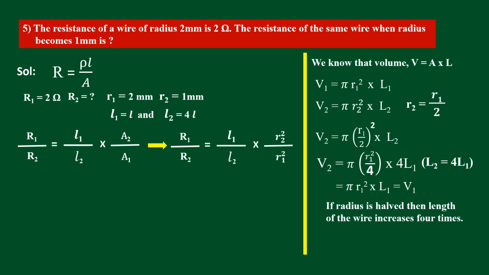Now if we substitute the values in the equation, we get R1 as 2 ohms. So R1 by R2 means 2 by R2 is equal to L1 means L and L2 means 4L and r2 square means 1 square, r1 square means 2 square. So if we simplify, we get R2 is equal to 32 ohms. So in this way we have to solve this model problem. Let us move to the last model problem.